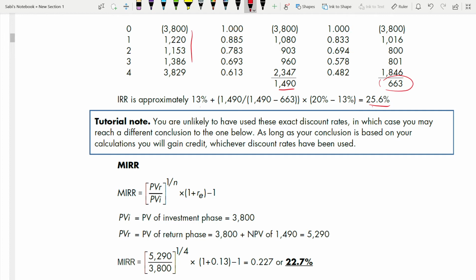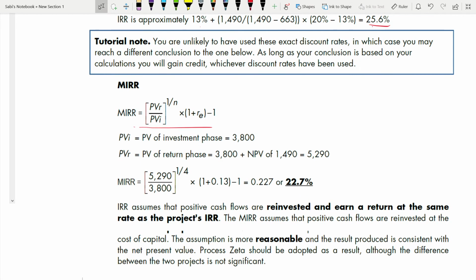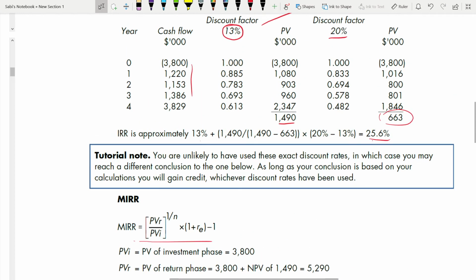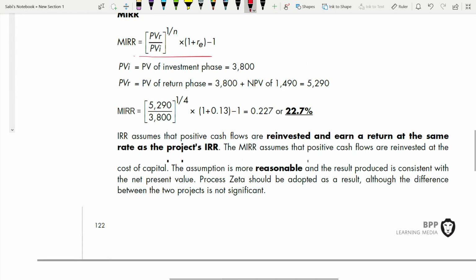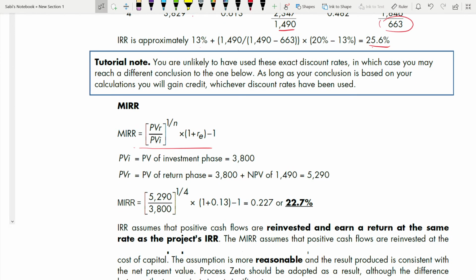Now let's go to MIRR. This is the formula of MIRR. The first portion, the numerator portion, is the present value of the investment phase. That is this 3,800. Whatever is in year 0 will be in your numerator. And the addition of all the other 4 years, 1, 2, 3, 4, that will go down. So the present value of the return phase plus net present value.